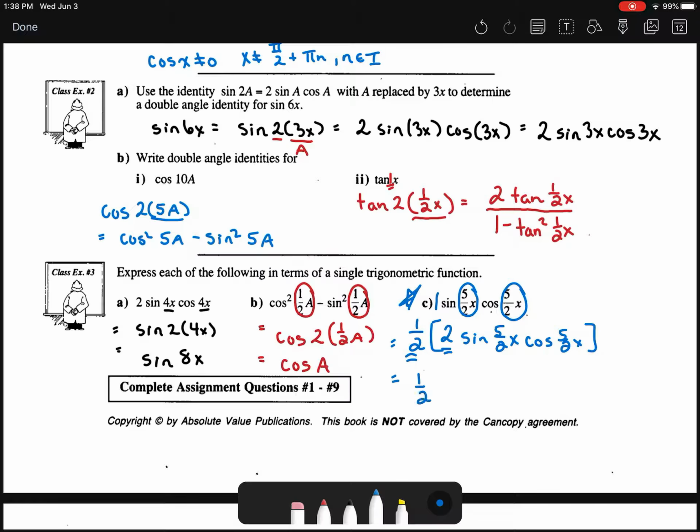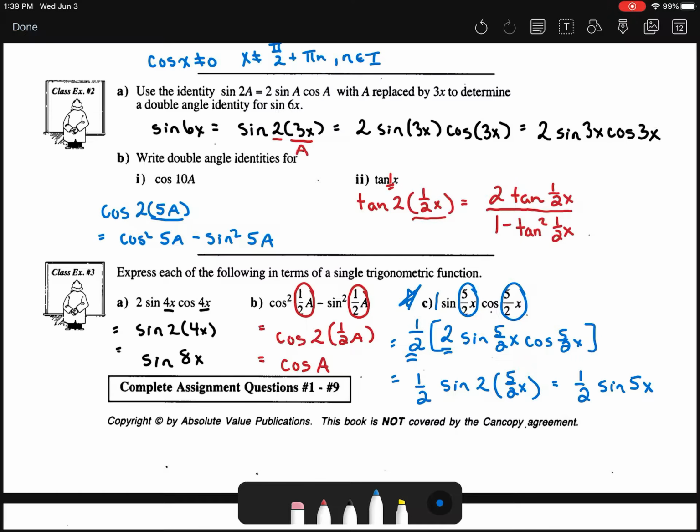So what that means then is it would have been 1/2 times, so 2 sine x cos x is the sine of 2 times your x, which is this in this case. So when I do that, it simplifies to 1/2 sine of, and 2 times 5/2 is just 5x. And there's your simplified expression, a single trig function. And that's it for today.